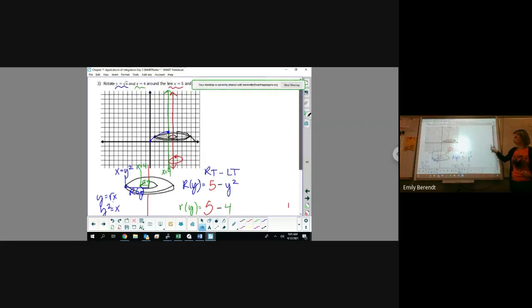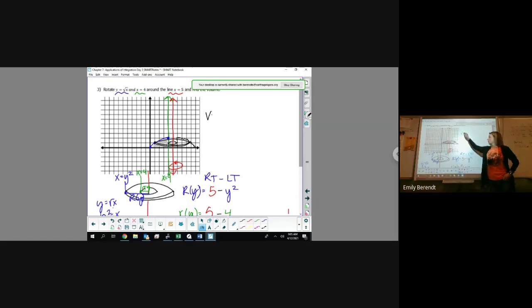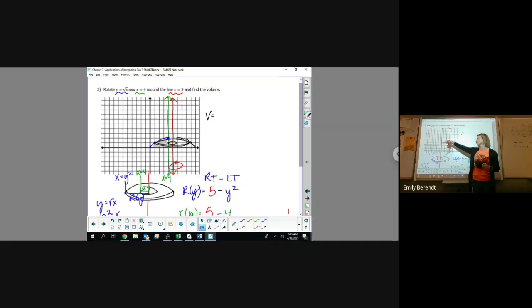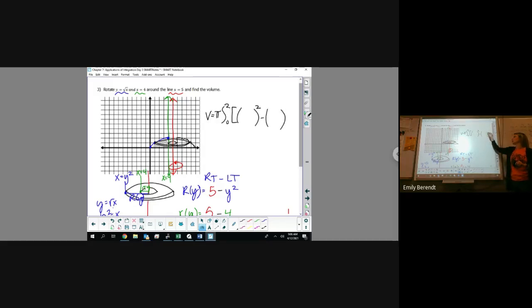So then to the volume. Oh, have we found our bounds? They're pretty easy from the graph on this one. Did I hear 4 too? 0 to 4 would be x bounds, but we're going this way, so we have to stack it vertically. So we need the y's. So 0 to 2. So pi from 0 to 2, and we want big R of y squared minus little r of y squared, dy.